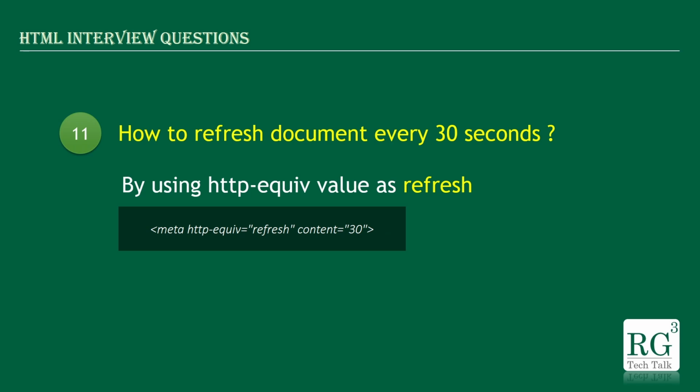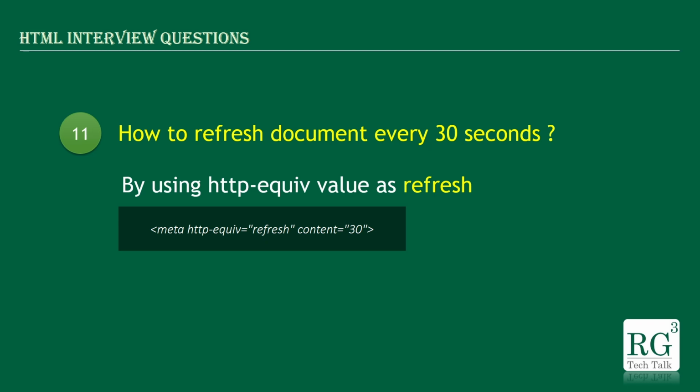Question number 11. How to refresh a document every 30 seconds? By using HTML, we can automatically refresh a page without doing any action in the browser by simply using the http-equiv value. By using http-equiv as refresh, we can set content as 30. So this 30 represents seconds.